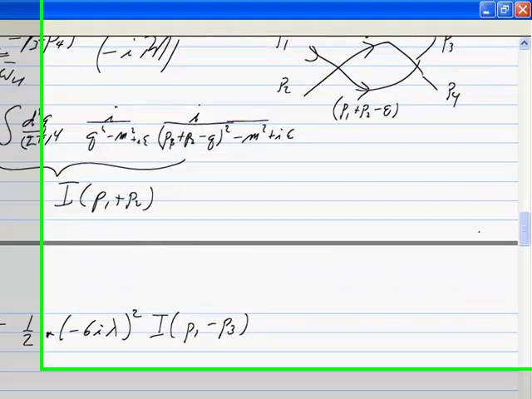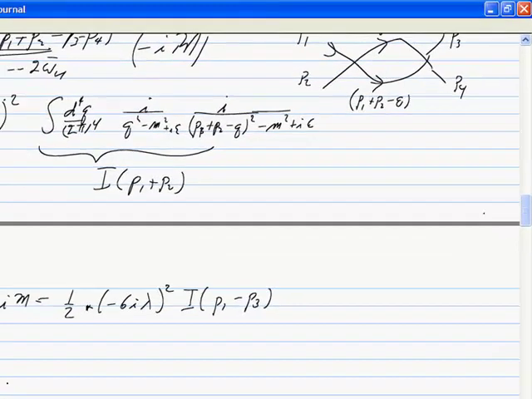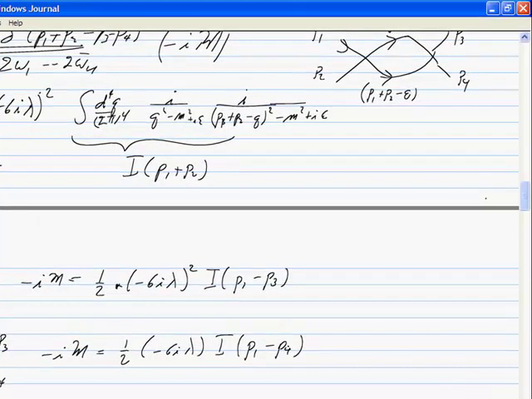What this means here is, if I drew it through, you might think there's a vertex there. This means that this passes by that line without interacting. Okay, and in this case, minus iM is 1/2 (6i lambda)^2 I of P1 minus P3. Well, it's a P1 minus P4, it's the same sort of deal.